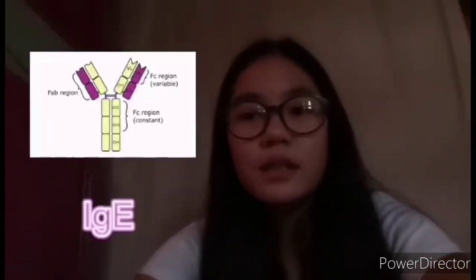Next is IgE. Its structure is a monomer. It is the one used in allergic responses or parasitic infection. IgE is also called reaginic antibody. The last one is IgD. Its structure is a monomer and it has no known antibody function, and it is found on the surface of many B cells.